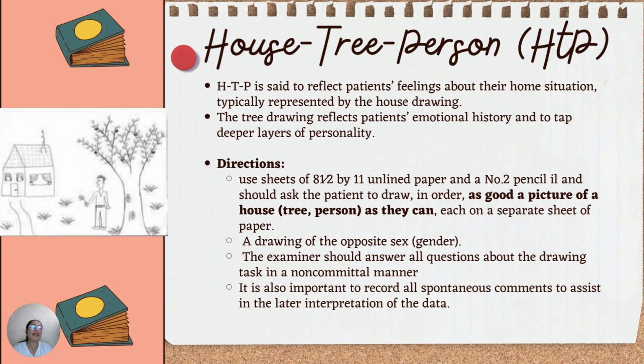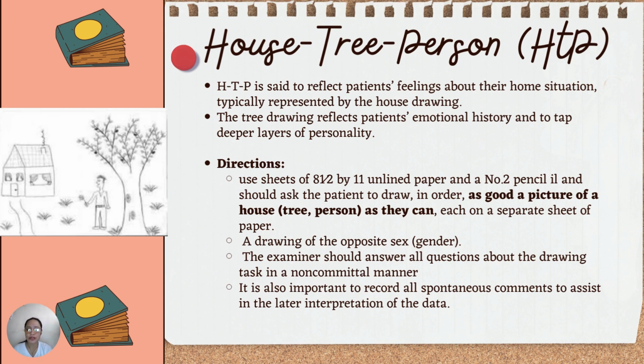Now, the HTP is said to reflect patients' feelings about their home situation, typically represented by the house drawing. The tree drawing is said to also reflect patients' emotional history and to tap deeper layers of personality. Now, for the directions, the examiner should use sheets of 8.5 by 11 unlined paper and a number 2 pencil and should ask the patient to draw in order as good a picture of a house, tree, and person as they can, each on a separate sheet of paper.